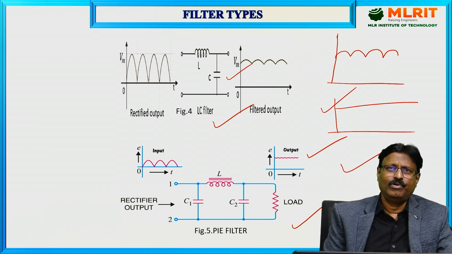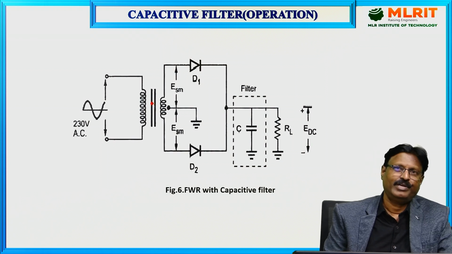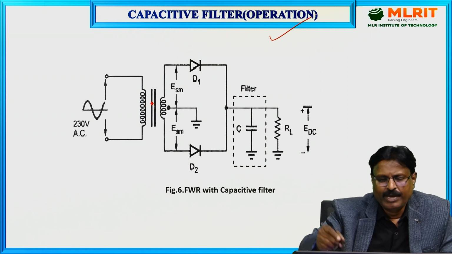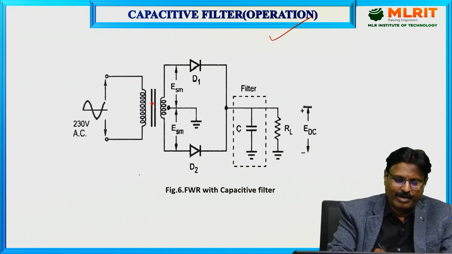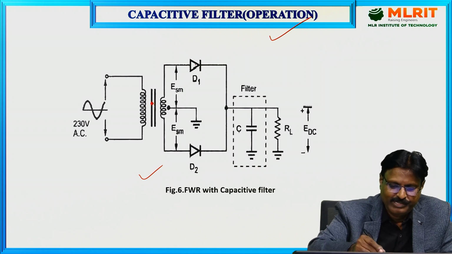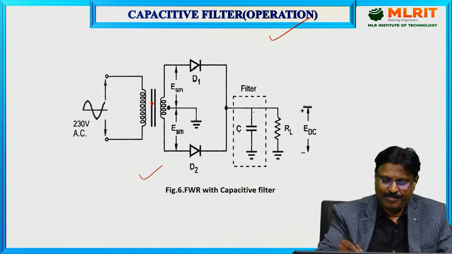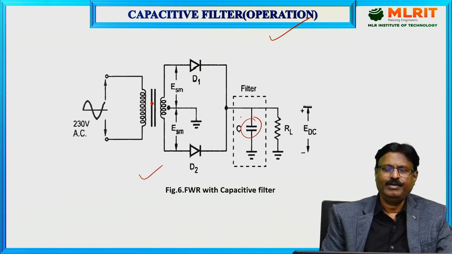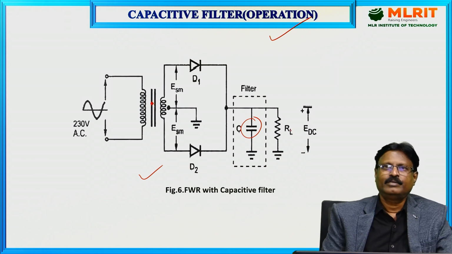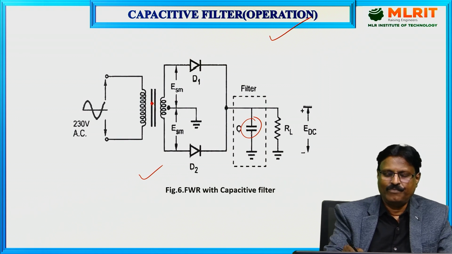So these are the four different types of filters, but in our syllabus we are limited only to the capacitive filter and inductive filter. So now let us move to the capacitive filter. This is a circuit diagram of a capacitive filter, and this is a basic diagram of the full wave rectifier. As you can see here, two diodes D1 and D2, and a load resistance RL is there. Across it I am connecting the capacitive filter C. Whatever voltage is developed across RL is the filter output. Filter output is nothing but the output of this capacitor.